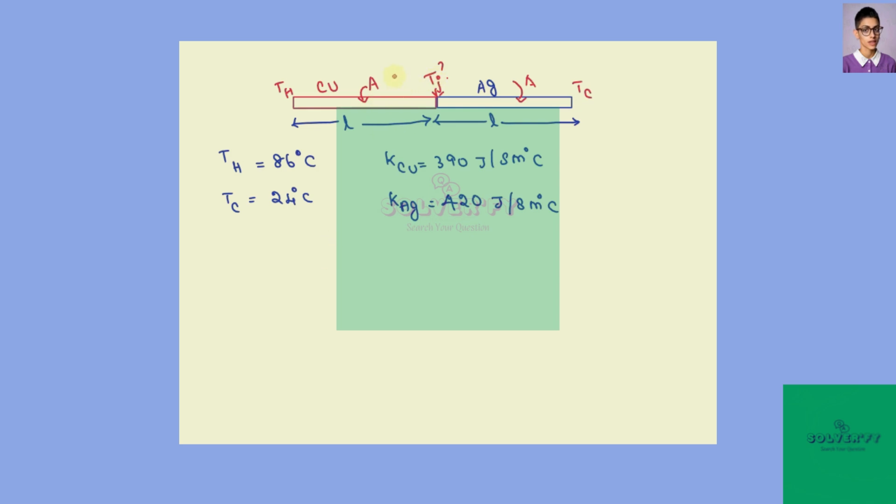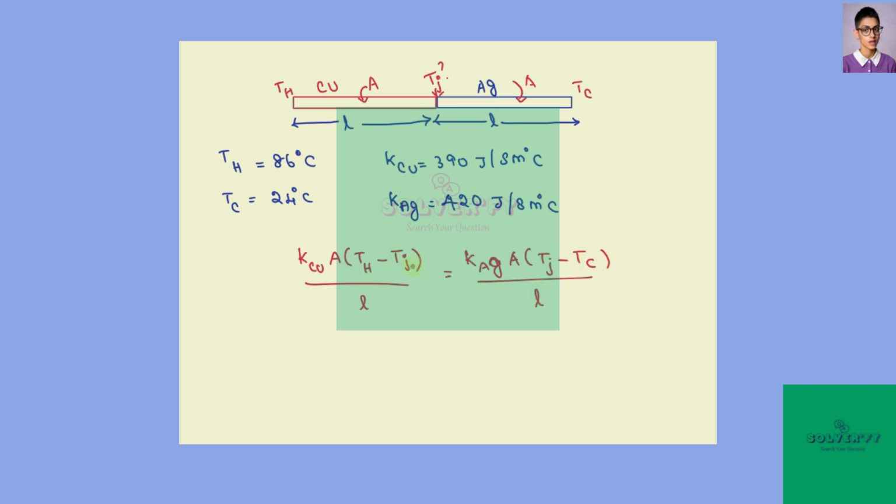So the equation for heat current is thermal conductivity of copper into area into Th minus Tj, where Th is the hottest temperature, Tj is the junction temperature, divided by L, and this will be equated to the heat current of the silver rod, which is Kag into area into Tj minus Tc by L.